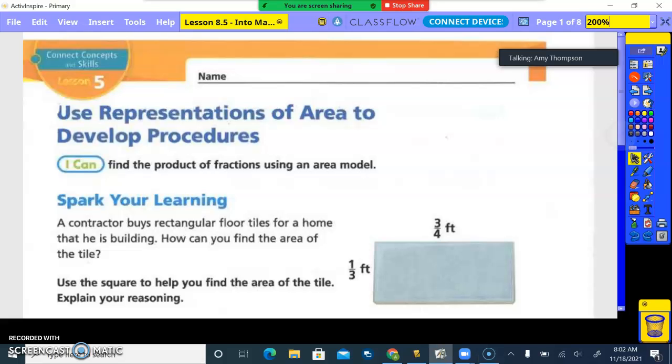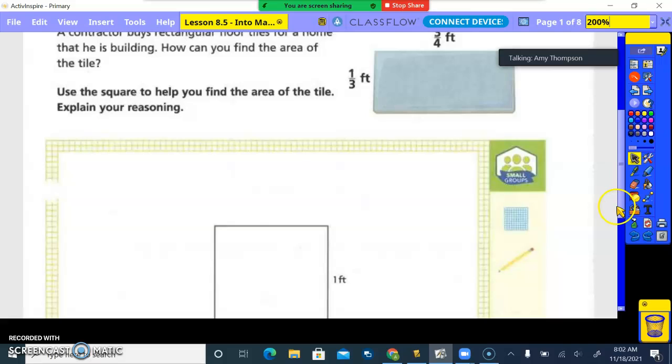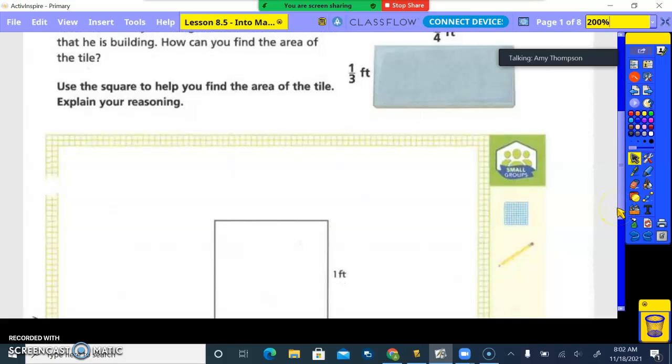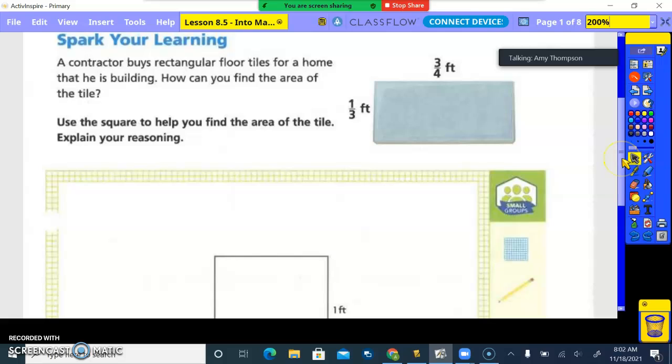Explain your reasoning. Okay, so basically what they did for us is they've already drawn a box and each side is 1 foot by 1 foot. So that would be kind of like when we did our fraction bars and we drew the whole fraction bar and then did pieces underneath it. Well, now they're giving us the whole thing in a square and we're going to break it into pieces.